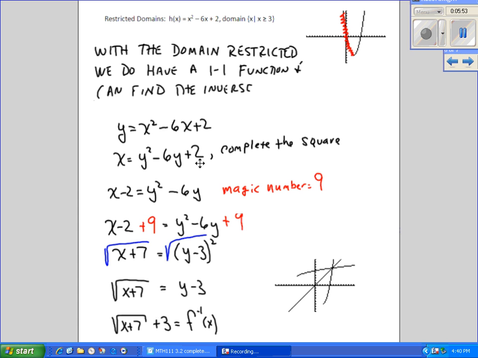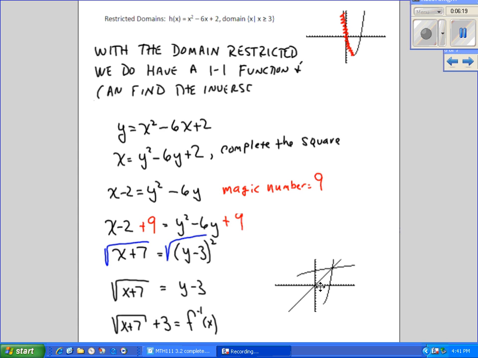I lied to you. This is the hard one. So what we're going to have to do this time is complete the square. So I'm going to kick the 2 to the other side, find my magic number. Half of -6 squared is 9. Add that to both sides. Factors. Then I can take the square root of both sides. I'm only going to take the positive square root, again, because of that restricted domain, I'm only interested in the positives. And then add the 3 to get my inverse function.